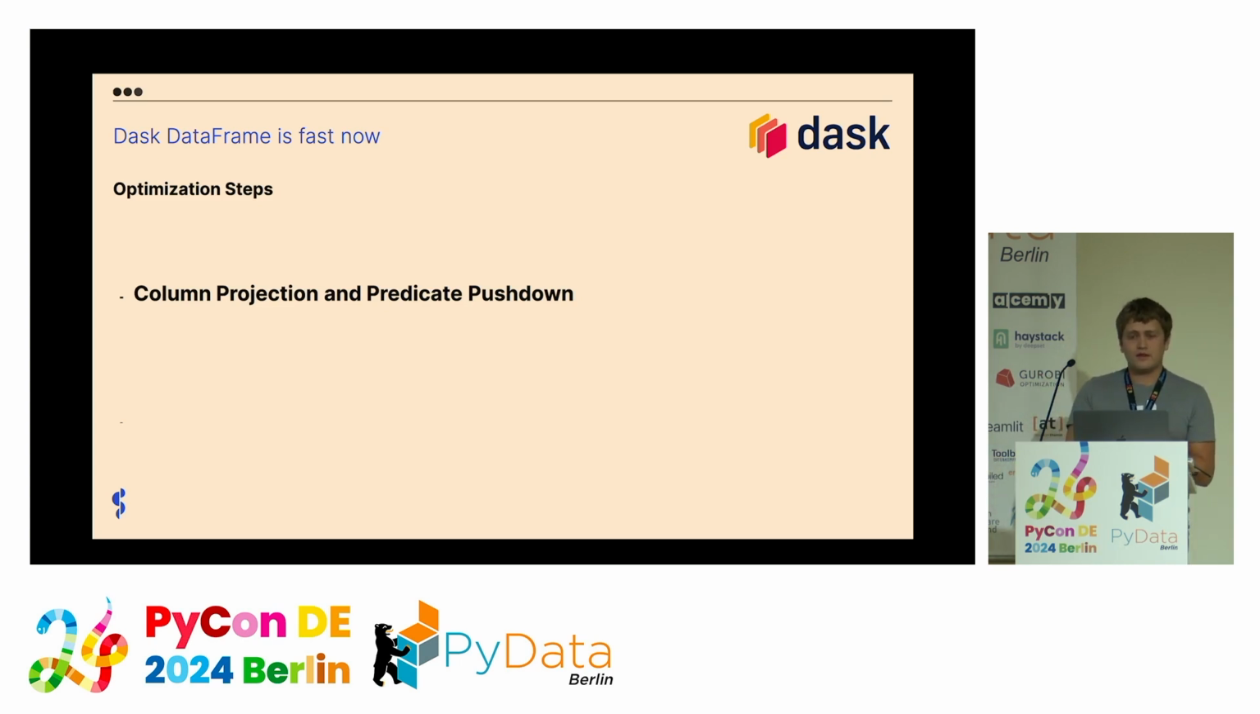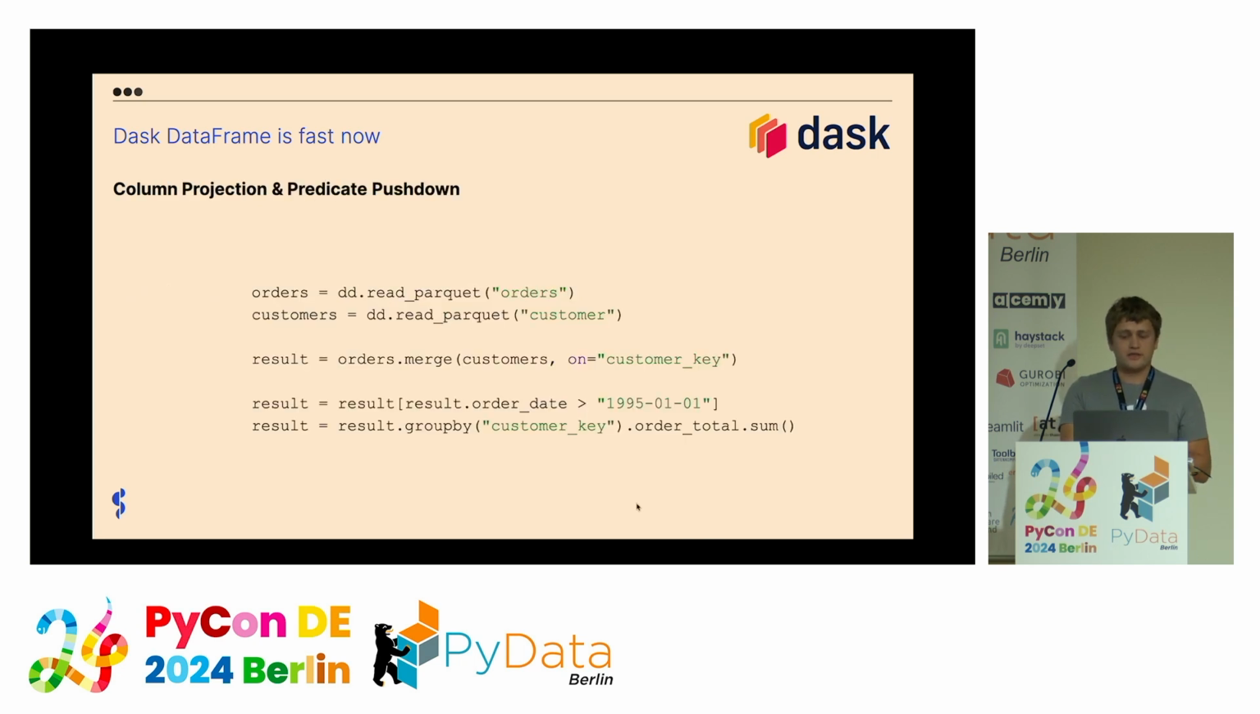Column projection and predicate pushdown is what we call it if you have a data set with 100 columns and you only need 2 of them. If you write a dumb query like I did here, then in the end the group by operation down here will just collect order total. And all the other 99 columns that we had in our initial data set are dropped at this stage.